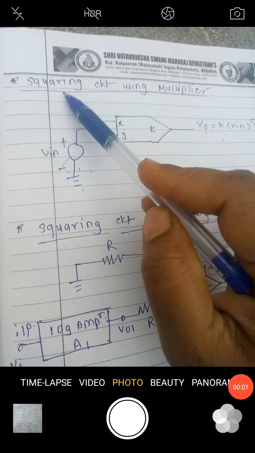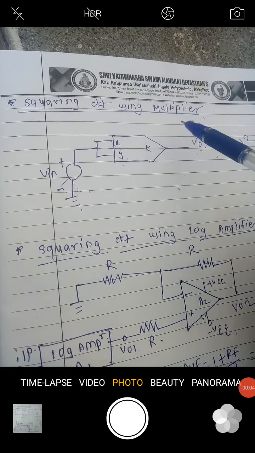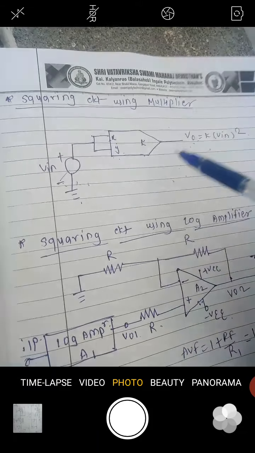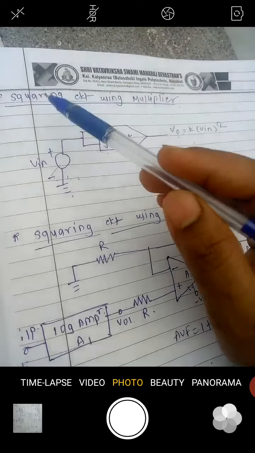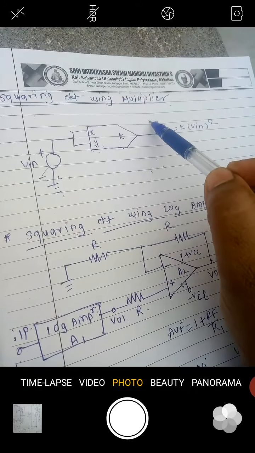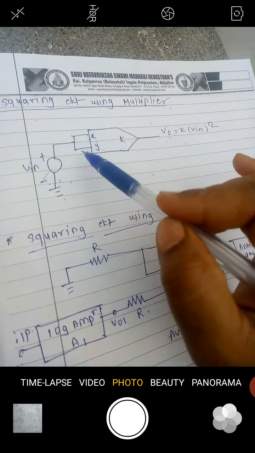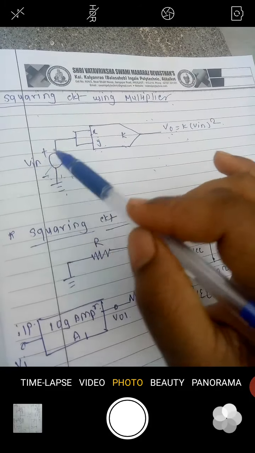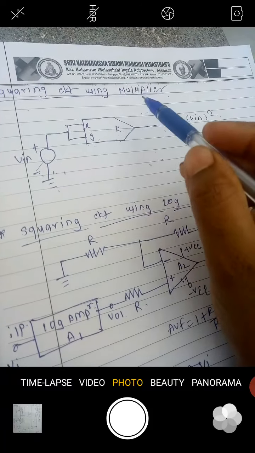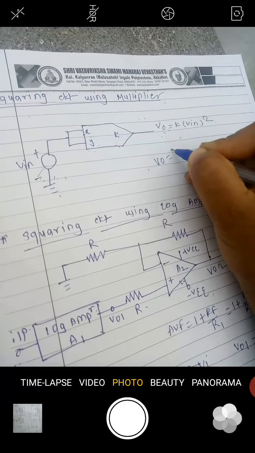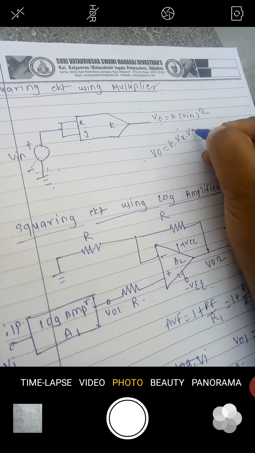Now the next bit is a squaring circuitry using multiplier. Here we want to design a squaring circuitry from the multiplier circuitry. For designing squaring circuitry from multiplier circuitry, connect both input terminals of that multiplier circuitry to each other and apply one common input, which is Vin. So that the multiplier circuitry output is nothing but V0 is equal to K into Vx into Vy.